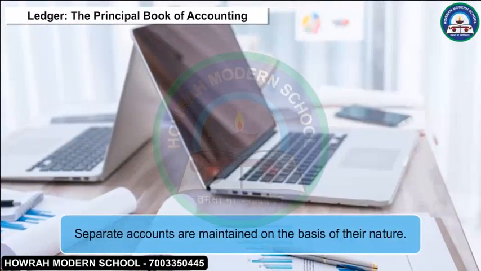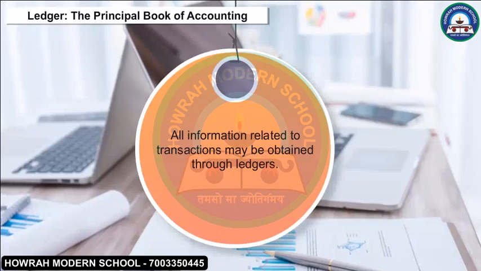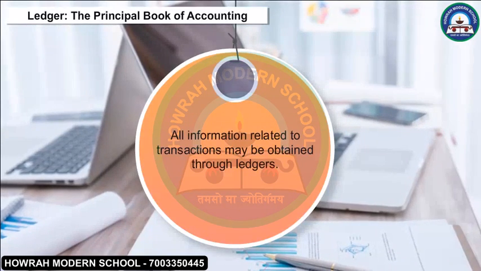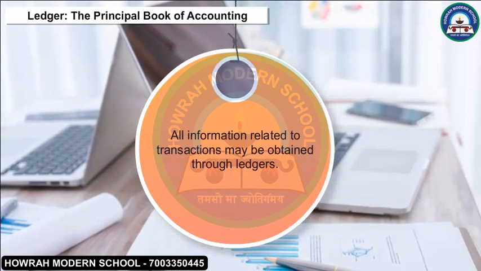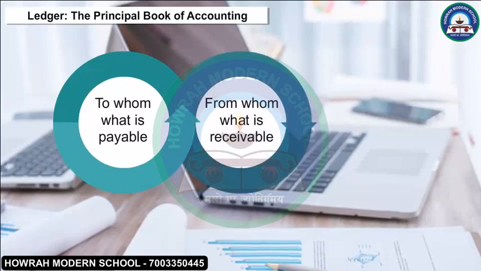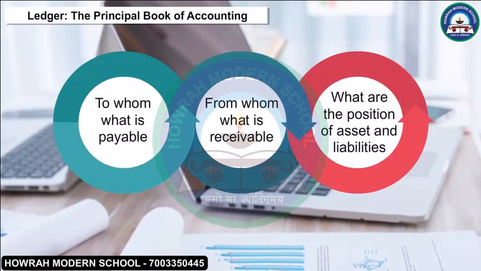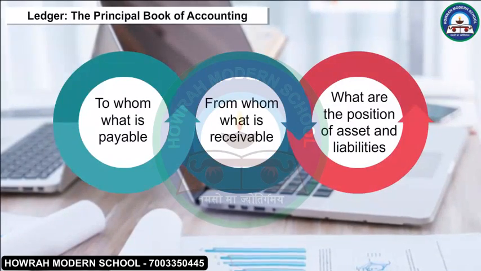It is a principal book of the double-entry system of accounting which provides all important information. Separate accounts are maintained on the basis of their nature. So all the information related to the transactions may be obtained through ledgers, such as to whom what is payable, from whom what is receivable, and what the position of assets and liabilities of the business is.